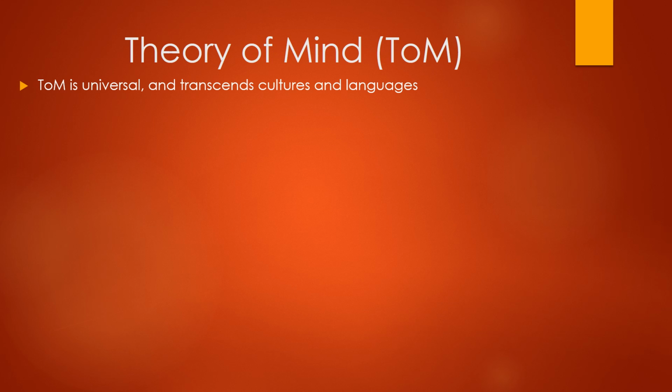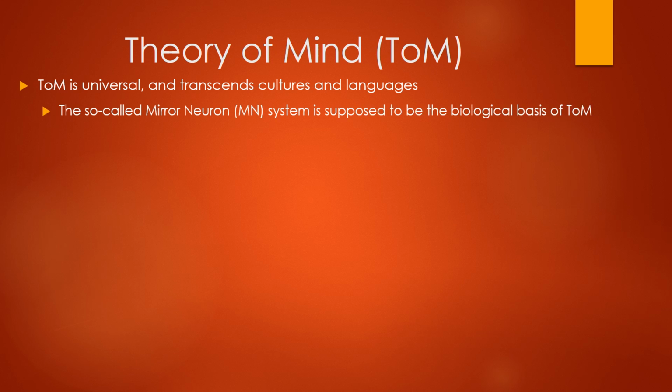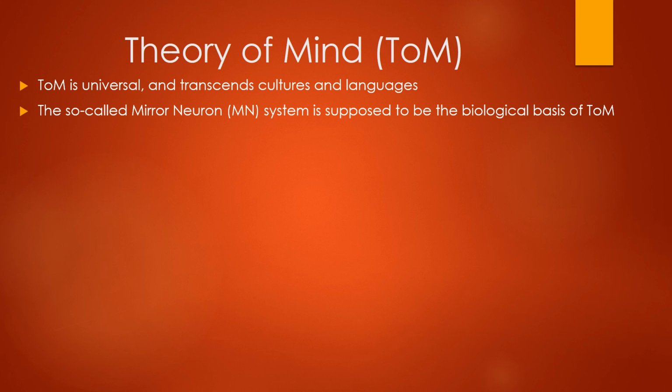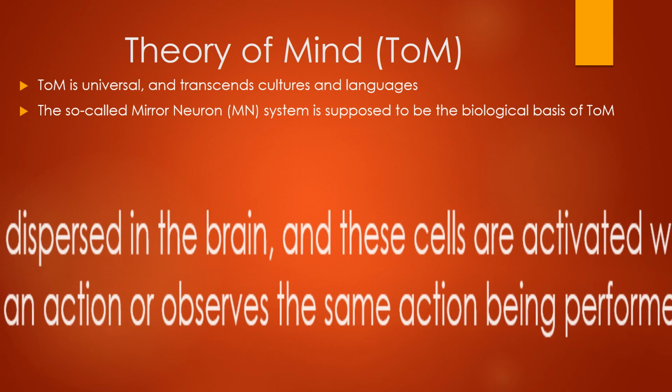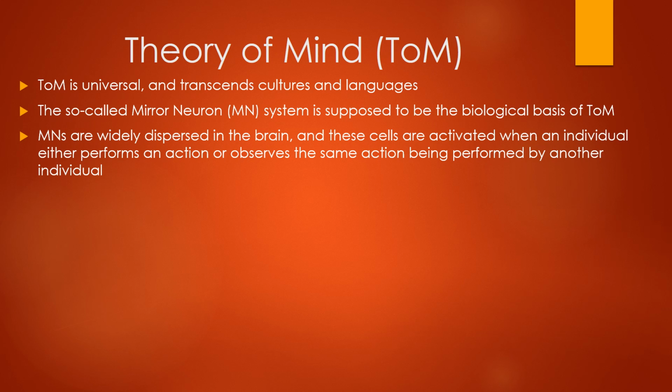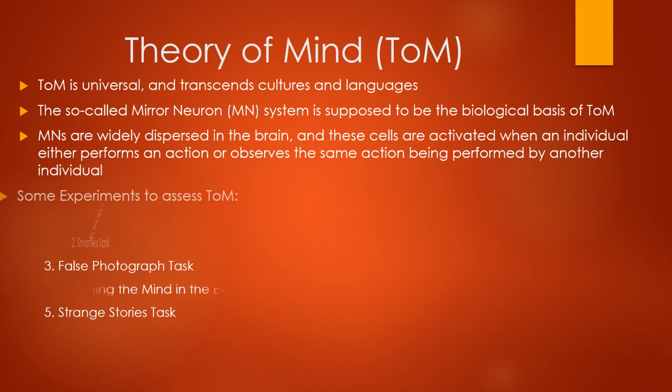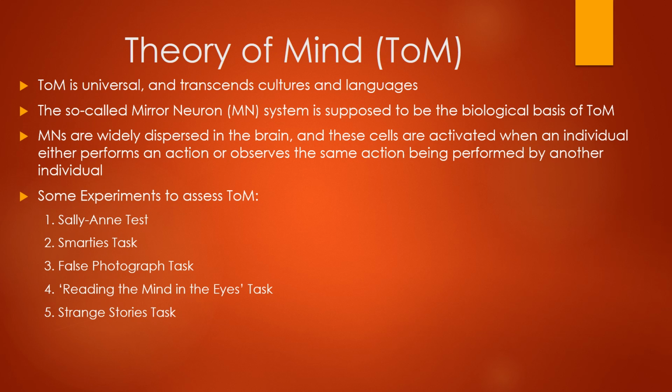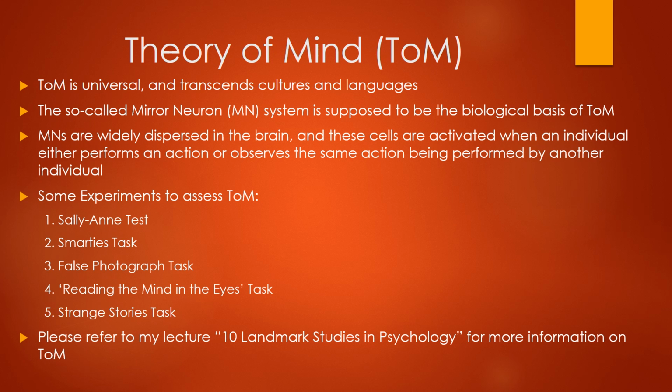Theory of mind is universal and transcends cultures and languages. The so-called mirror neuron system is supposed to be the biological basis of theory of mind. Mirror neurons are widely dispersed in the brain and are activated when an individual either performs an action or observes the same action being performed by another individual. I have listed a few experiments that are used in studies to assess theory of mind. Please refer to my lecture 10 Landmark Studies in Psychology for more information on theory of mind.